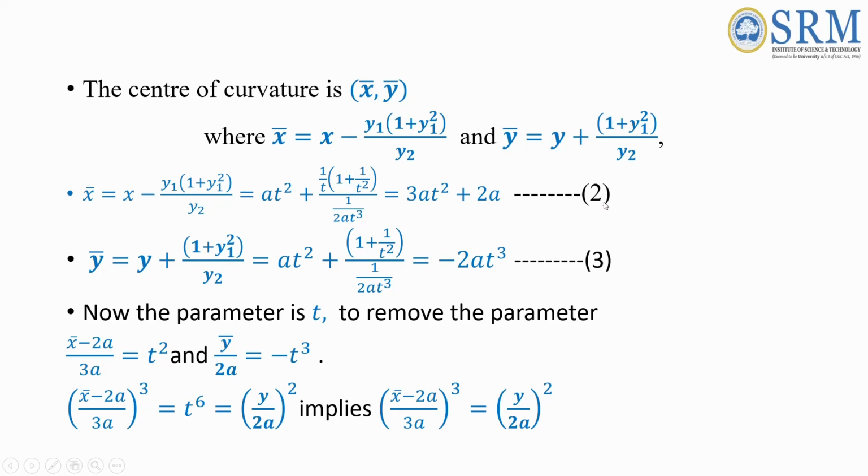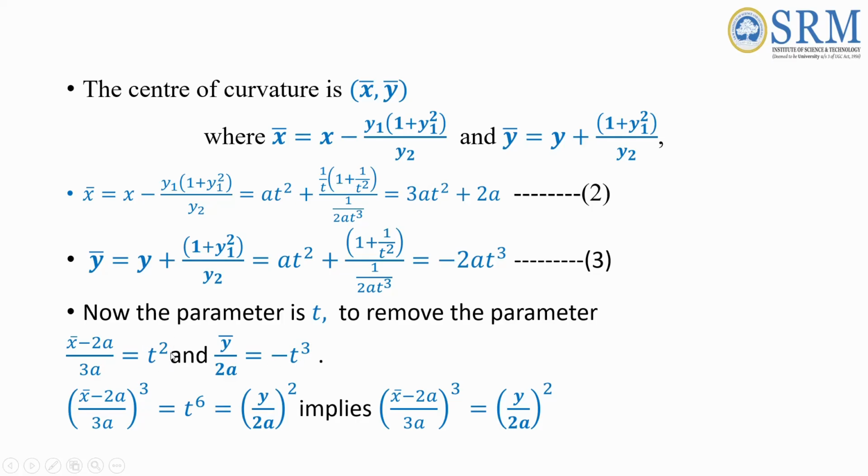We have to eliminate the parameter t from the above two equations. If you rearrange equation 2, x bar minus 2a divided by 3a is equal to t square. Similarly, from equation 3, y bar divided by 2a is equal to minus t cube. The only thing is we have to eliminate the parameter t from the last two expressions.